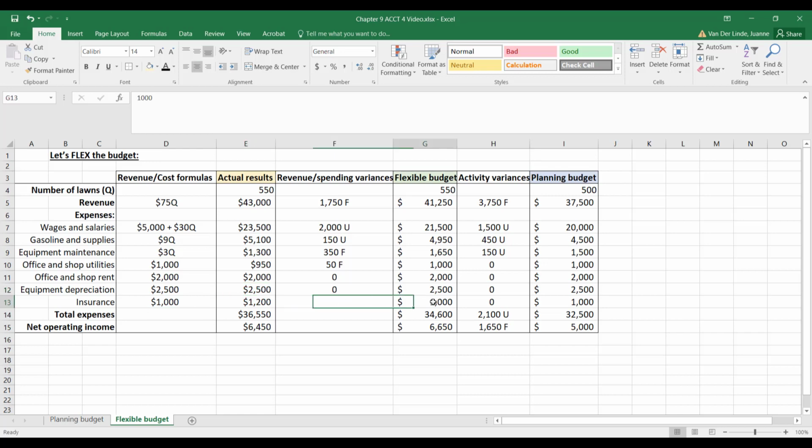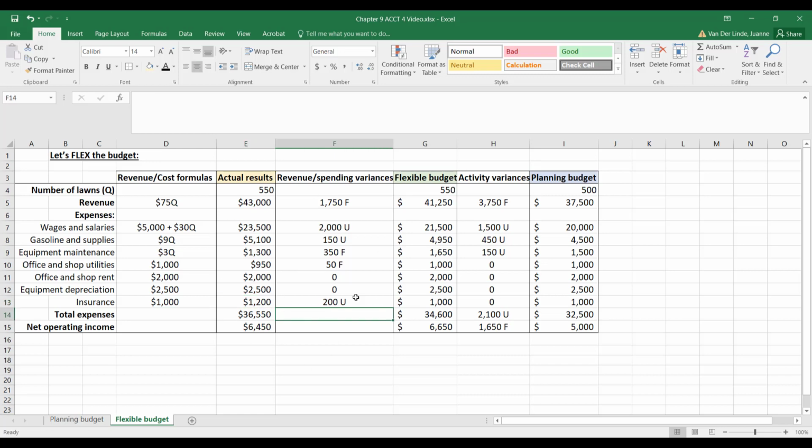Lastly, insurance. We should have spent $1,000, but in actuality we spent $1,200. So that's a $200 unfavorable spending variance. So how could that be? Well, it might be that for some reason the insurance premiums went up and you're having to pay more than what you thought you would every single month. So in this case, that fixed cost of insurance actually ended up not staying true. In actuality, we had to spend a little bit more than what we thought we would have to spend.